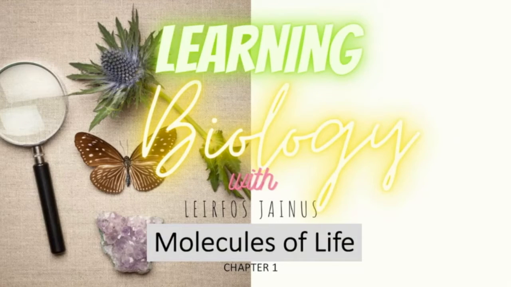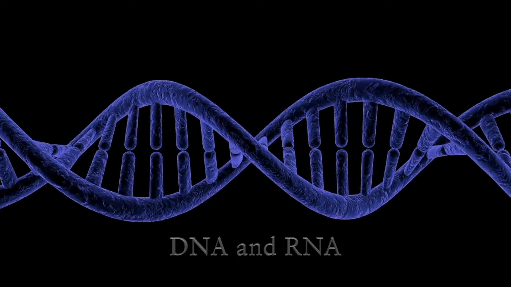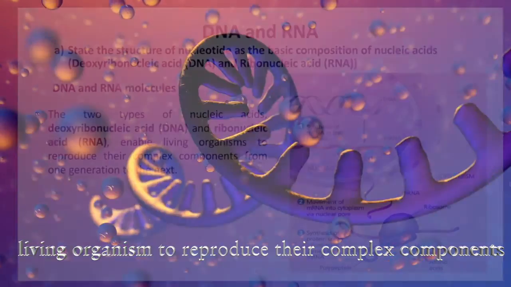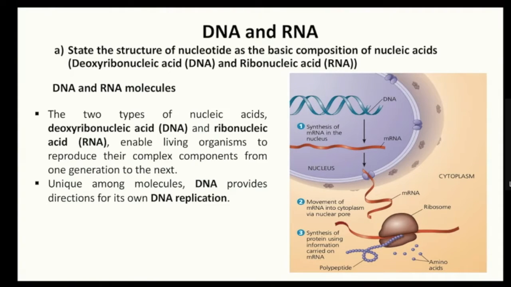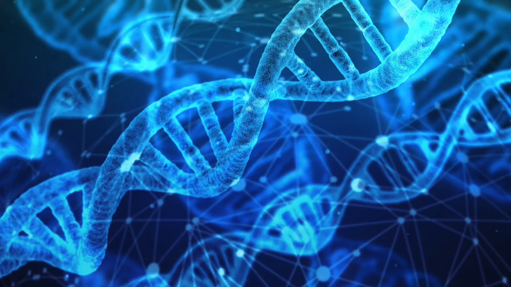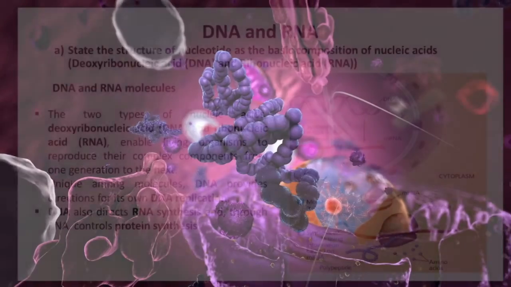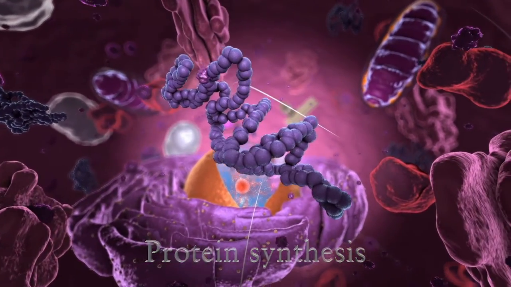In this video, we will discuss DNA and RNA. DNA and RNA are two types of nucleic acid that enable living organisms to reproduce their complex components from one generation to the next. The DNA provides direction for its own replication, and it also directs RNA synthesis and, through RNA, controls protein synthesis. This entire process is called gene expression.